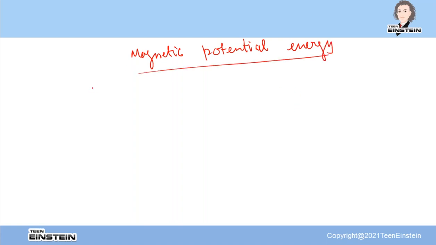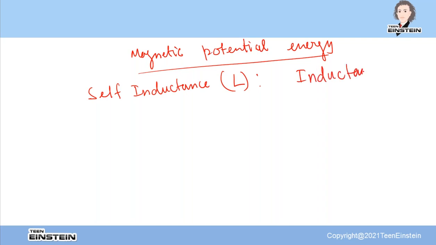So self-inductance, L. Self-inductance L is sometimes called simply inductance. Whenever we say inductance, it actually means self-induction only. If you say mutual, then mutual inductance M will come. All right.